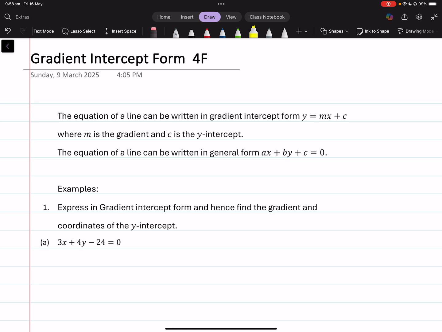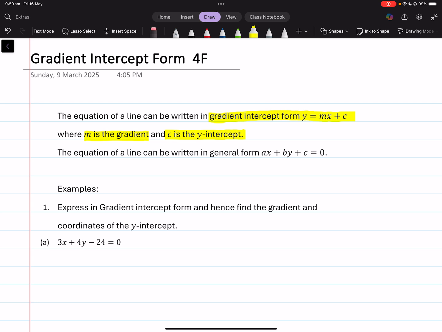Okay, so we're going to be looking at the fact that the equation of a line can be written in what's called gradient intercept form, which is essentially writing it in the form y equals mx plus c, where m is the gradient, that's the gradient we've been calculating before, rise over run, and c is the y-intercept.